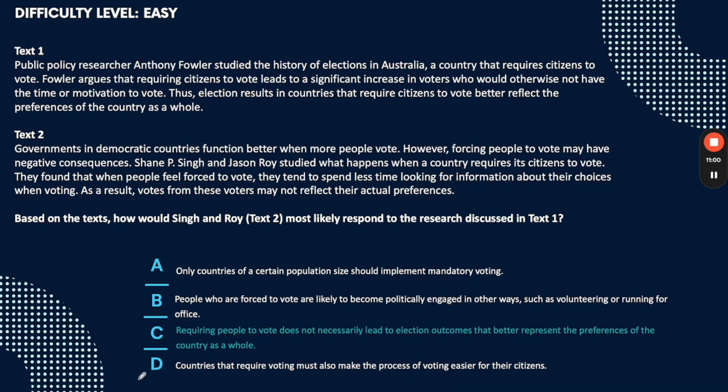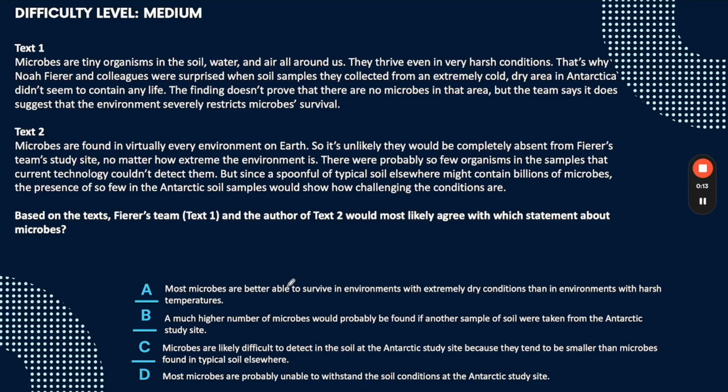With this understanding, let's go to the medium difficulty level question, where we are again going to implement the 5-step strategy approach that we learned about earlier. So now we move on to a medium difficulty level question. And again, the first step is to read the question stem.